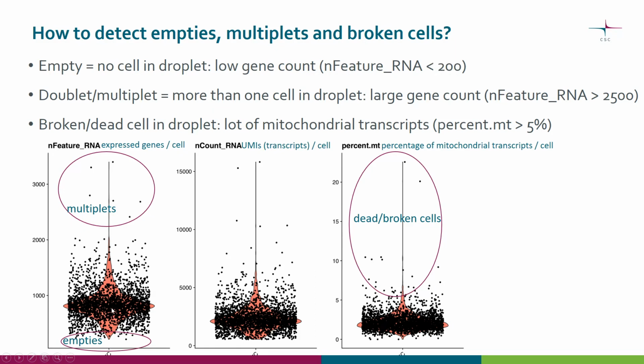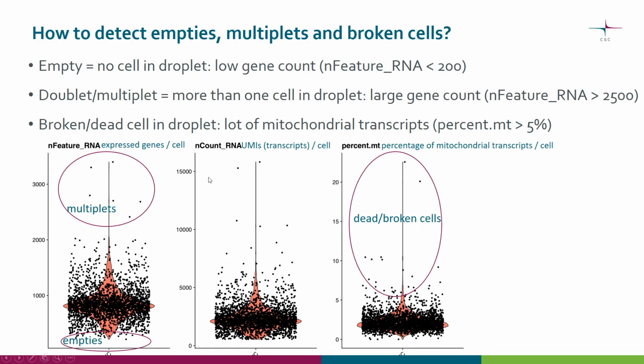So here we have violin plots. Every black dot here is a cell. And here we have the number of expressed genes that we detected per cell. You can see that the majority of cells are sitting here, just a bit below 1000, but then there are some cells which have very low number of expressed genes, and these are the potential empties.